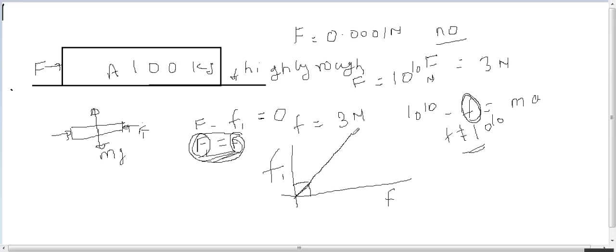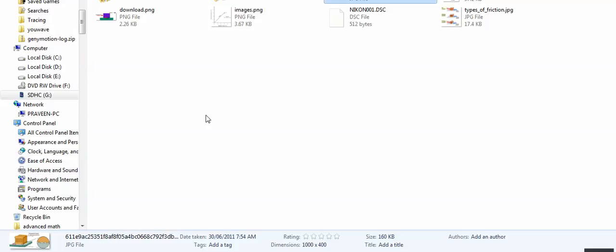The graph will be like this. But after a very huge amount of force, my friction force decreases something like this, and it remains constant. Guys, the actual graph will be like this. Let me show the graph.